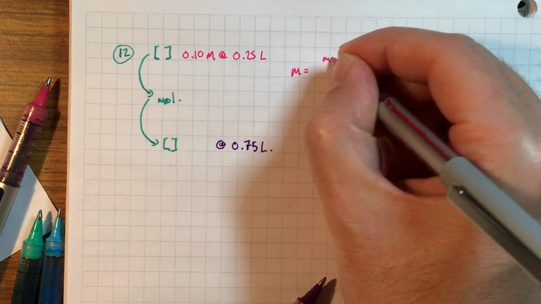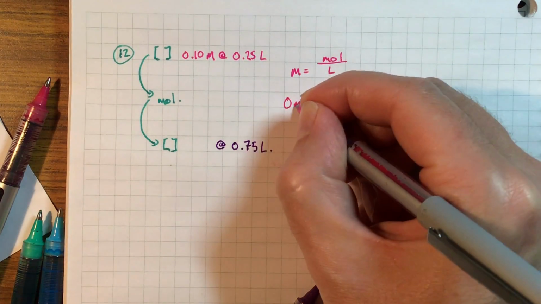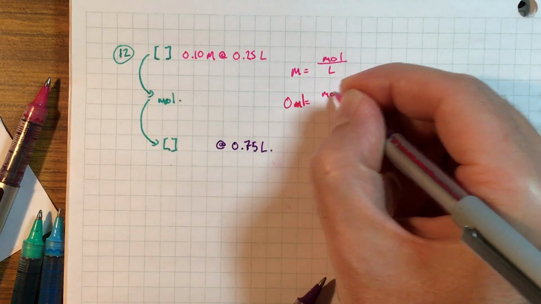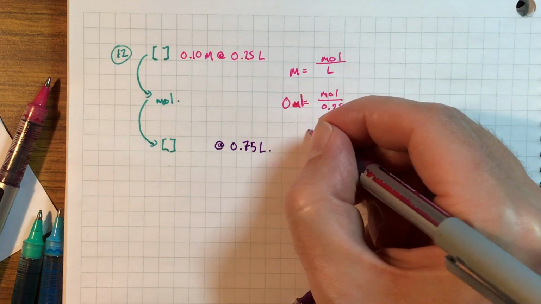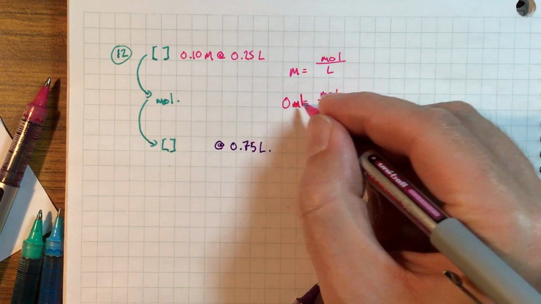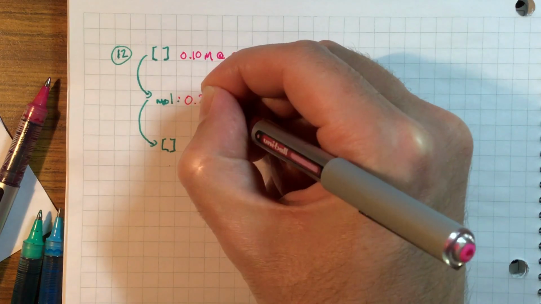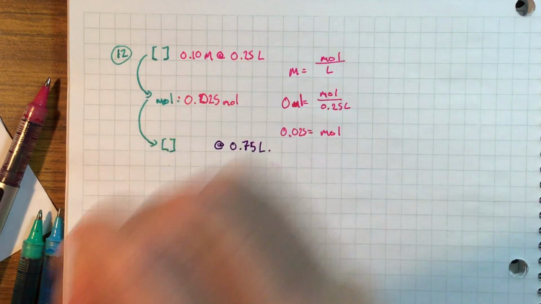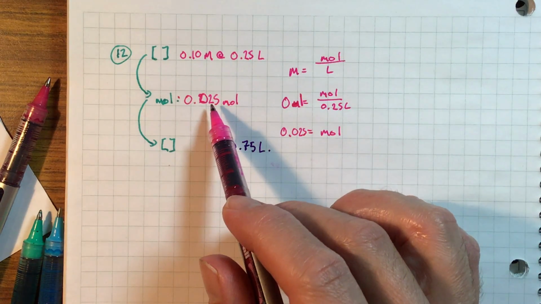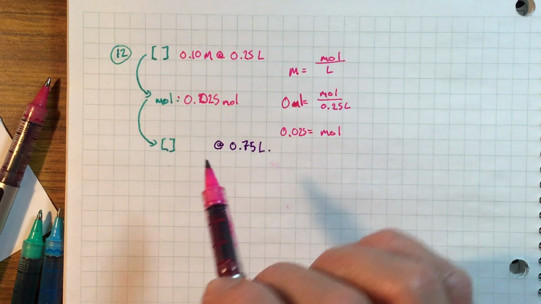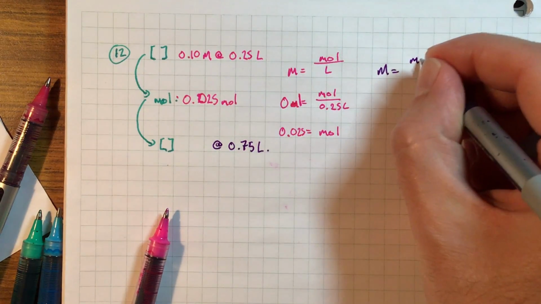So let's do our first one. M is equal to moles per liter. 0.1, our concentration, is equal to our moles per 0.25 liters. So our number of moles is going to be 0.1 times that, which is 0.025 moles of lithium acetate. Now we're taking this 0.025 and it's going to be in 0.75 liters of solvent, so we'll figure out our new concentration.